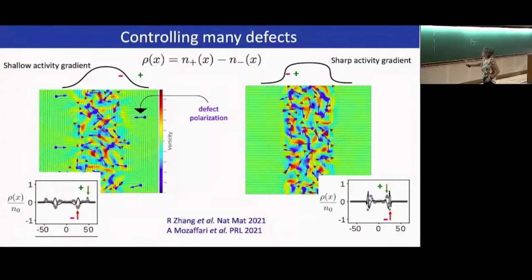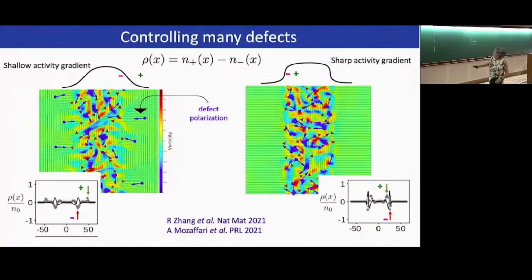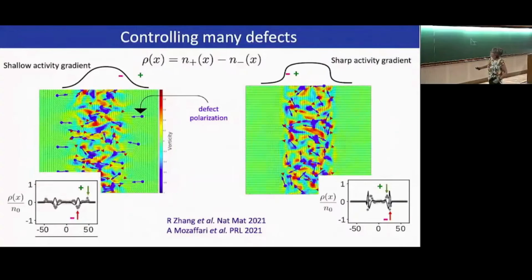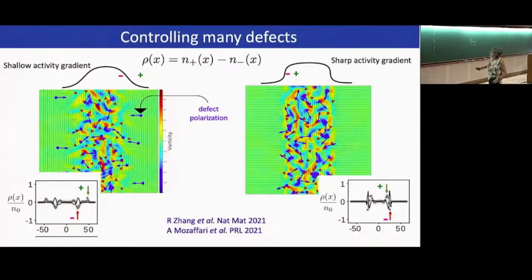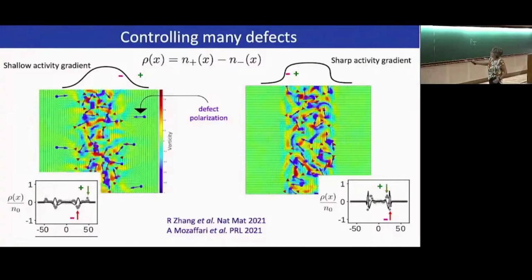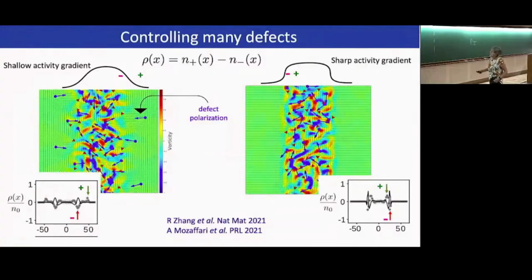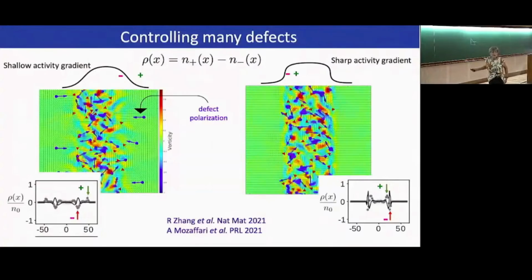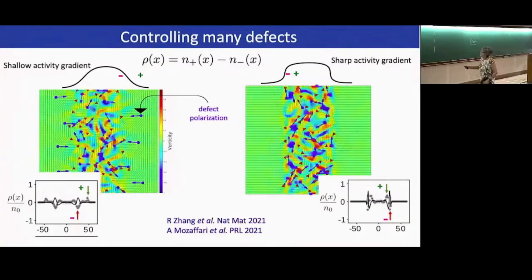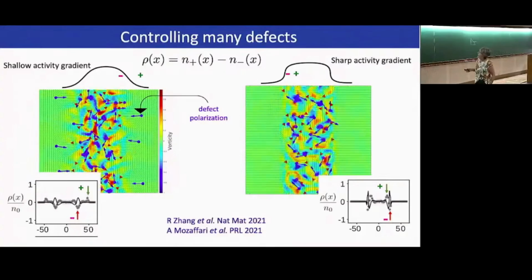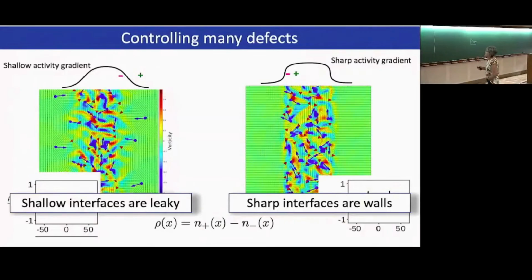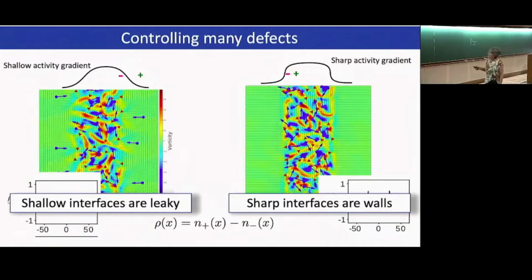Sharp activity gradient really acts sort of like walls. The defect really cannot escape. And in fact, the charge distribution is flipped. There is actually an excess of negative charge close to the boundary of the active strip and the positive charge inside. And you can understand this from the forces that defects feel in the presence of activity gradients. So shallow interfaces are leaky, sharp interfaces act like walls.